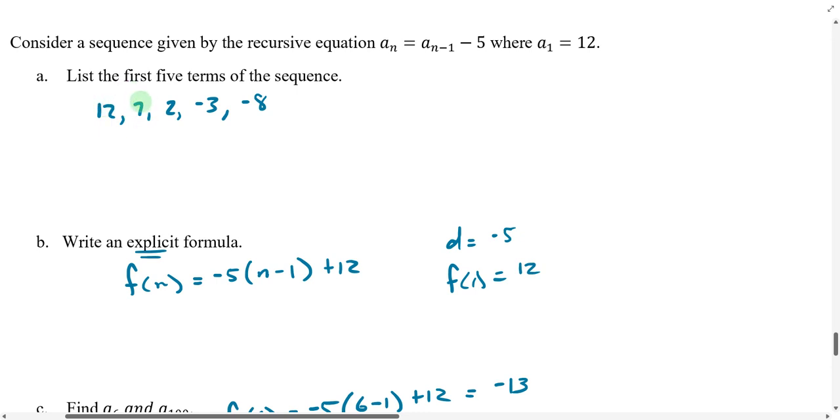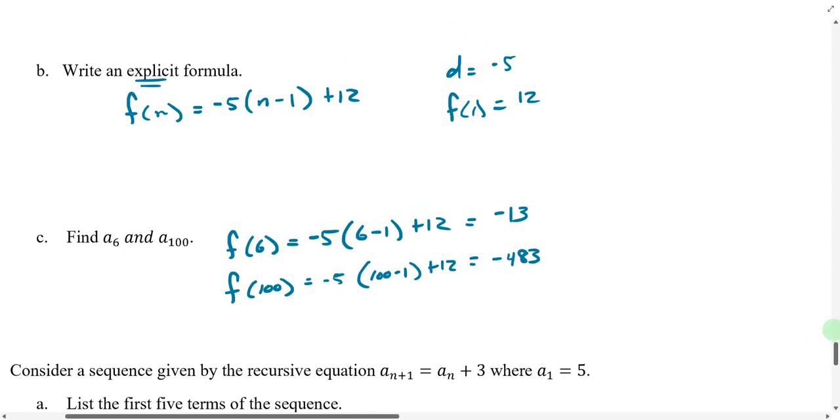And then I'm going to repeat that again, right? So I'm going to do 7 minus 5 to get 2, then 2 minus 5 to get negative 3, minus 5 to get the negative 8. So you can see the pattern right here, and you can see the starting point right here. So we start with 12, and then we just subtract 5 over and over and over again until we have our 5 terms.